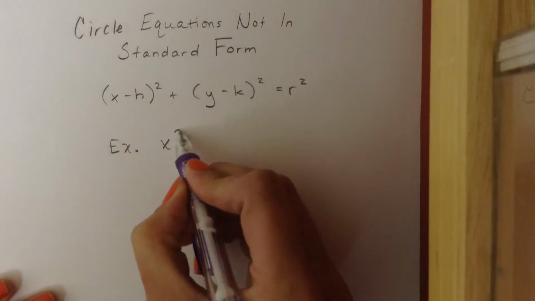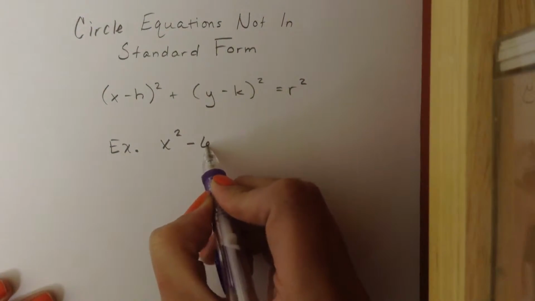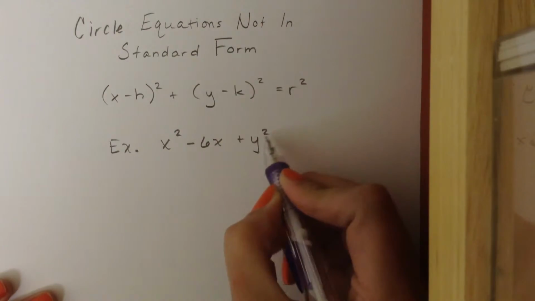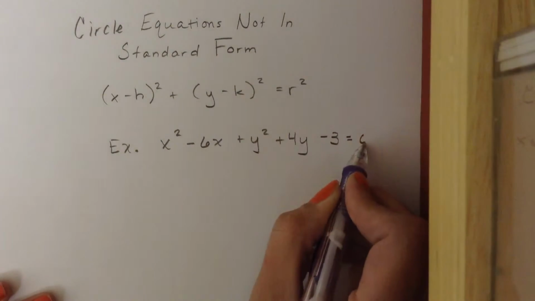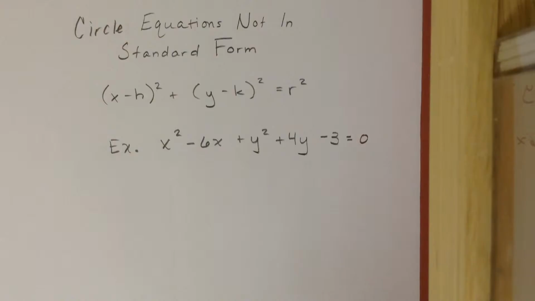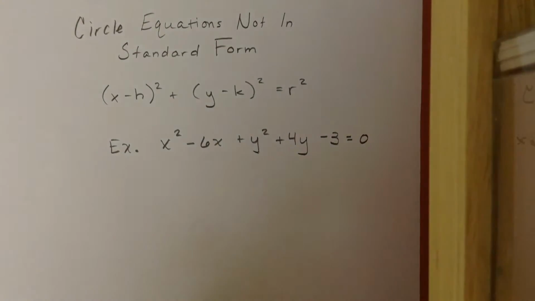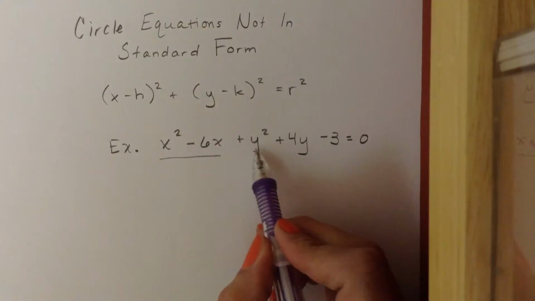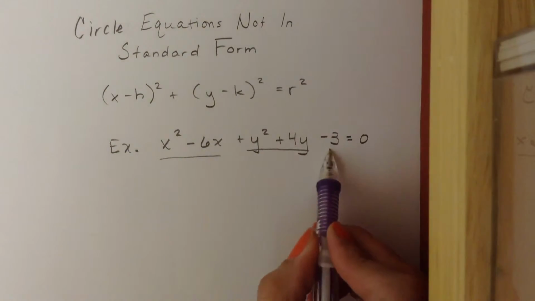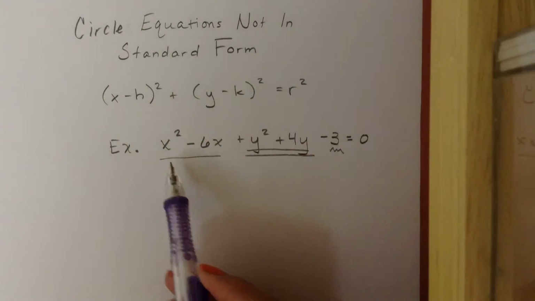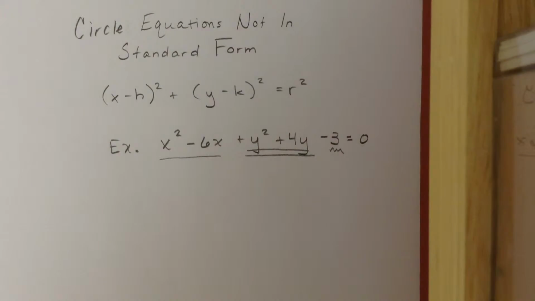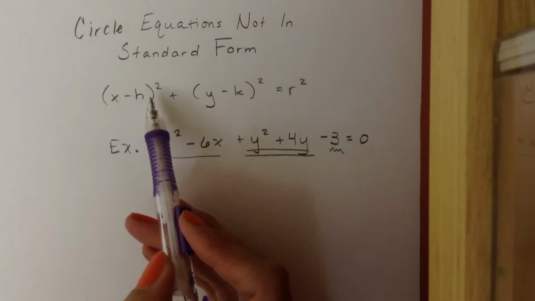If I have x squared minus 6x plus y squared plus 4y minus 3 equals 0, that is expanded out. We have nothing that allows us to identify h, k, and r. So what we're going to need to do is identify the pieces. Here are our x terms, our y terms, and our constant. We need to complete the square for each x and y in order to get it into our standard form, that's completed already for us.